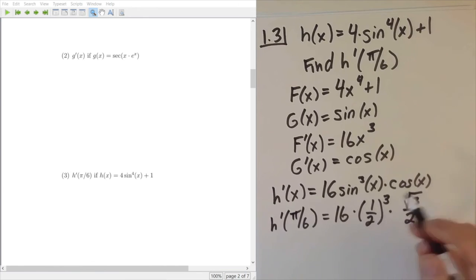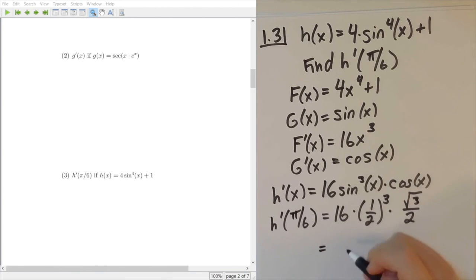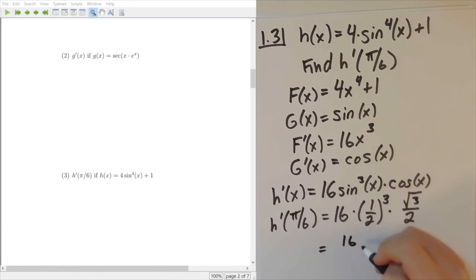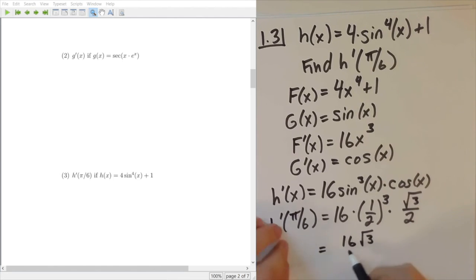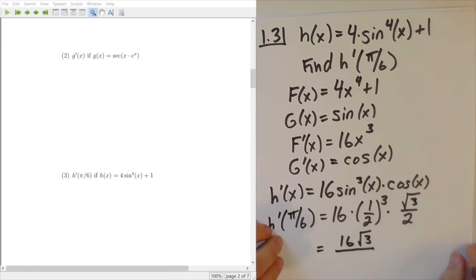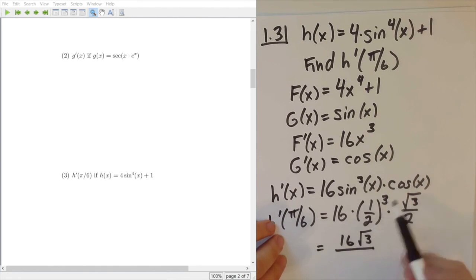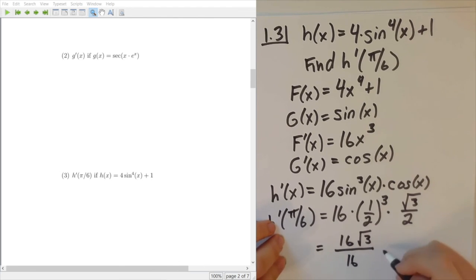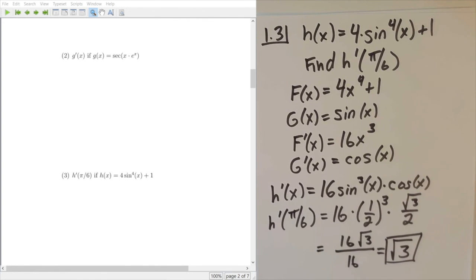And so if you simplify this a bit, you'll get in the numerator a 16 times the square root of 3. And in the denominator, you will get, well, 2 cubed times 2, so that is 16. And so that means that this is just square root of 3.